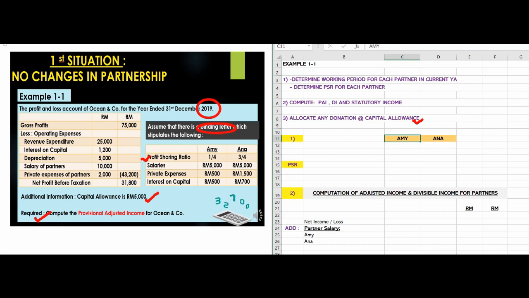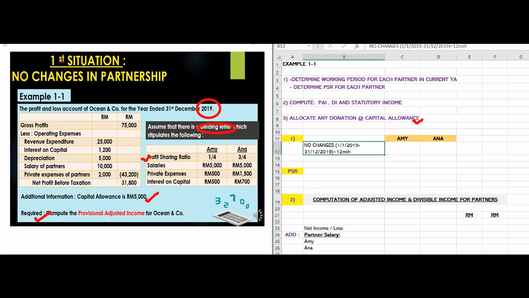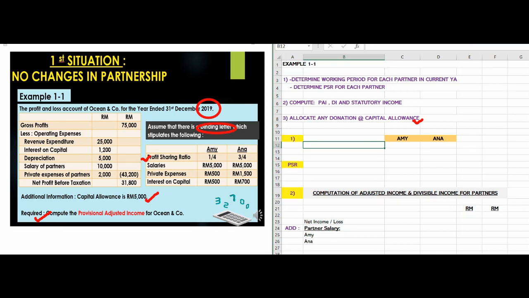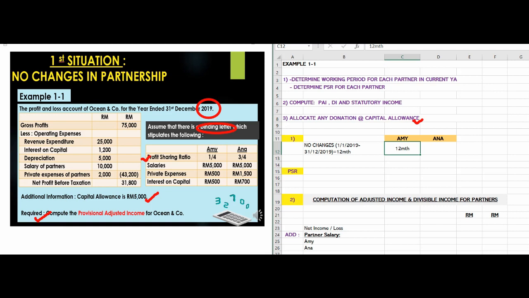So there are no changes in partnership, which means no other person in or out of the partnership. So they have been together. They have worked together for 12 months. 12 months for Amy and 12 months for Anna, which completes a 1-year cycle.